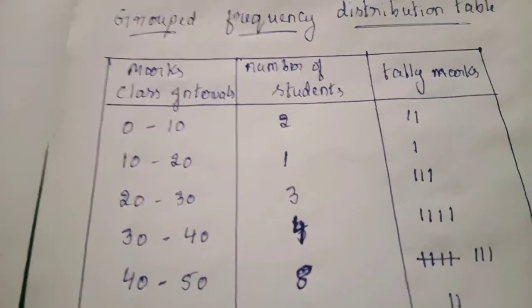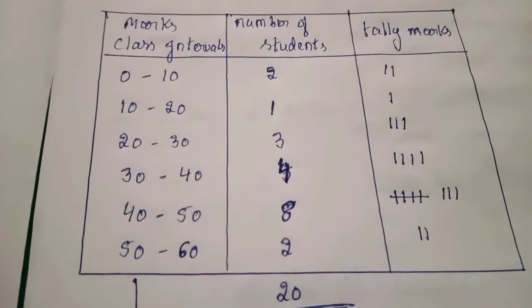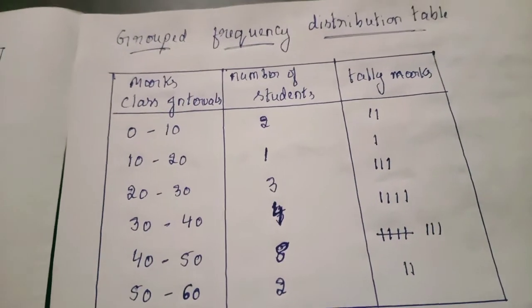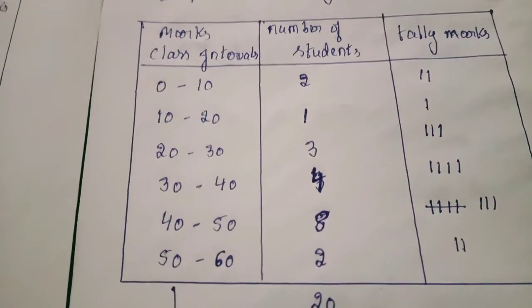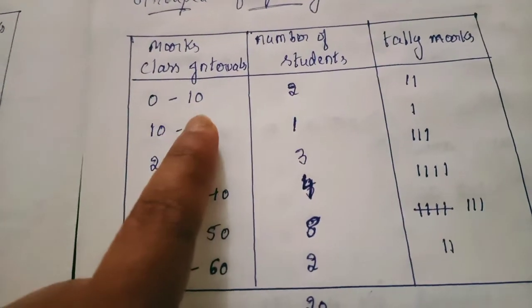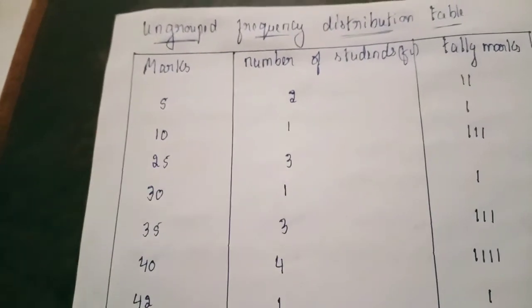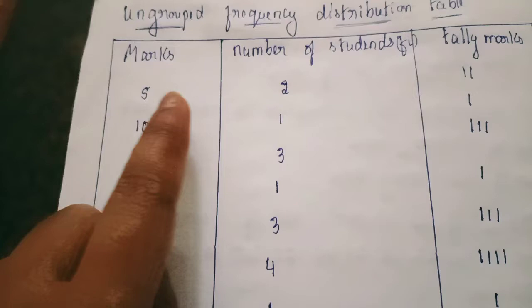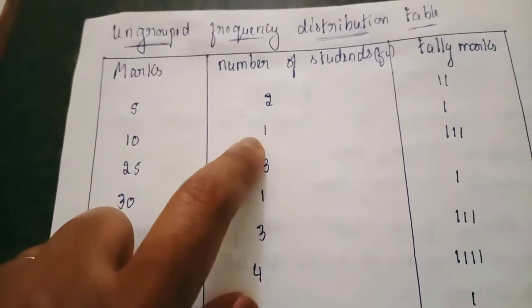Let me explain how to do a grouped frequency distribution table, which you already learned in 8th and 9th standard. Now, let me explain again. 0 to 10. Now, you have to see this ungrouped table and count from 0 to 10 how many are there. So, you have here 2 and 10 also here 1. So, 2 plus 1, 3.